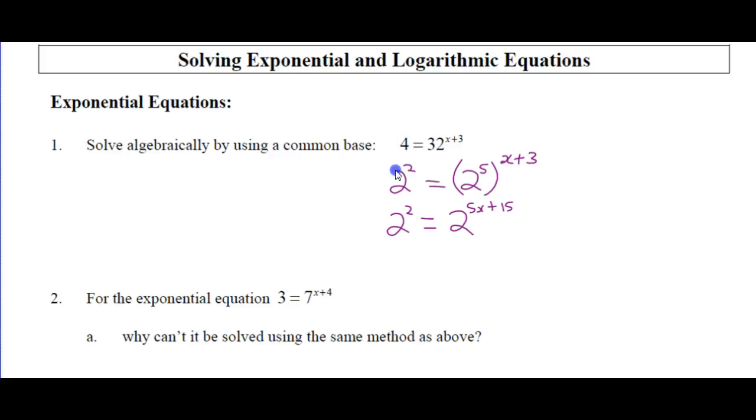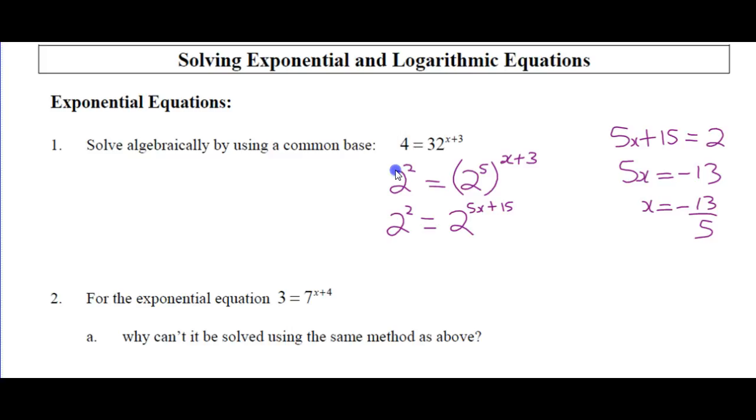5x plus 15. Which means we can now say that 5x plus 15 has to be the same as 2. Right? So if the bases are the same, then the exponents must be equal to each other. So 5x is negative 13, and x is negative 13 fifths.